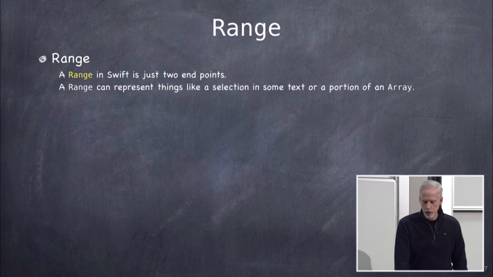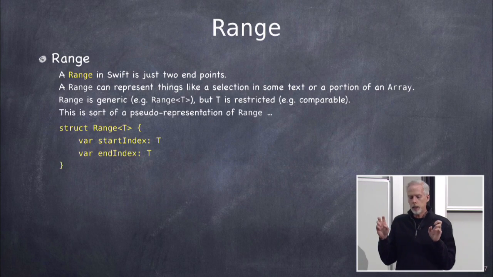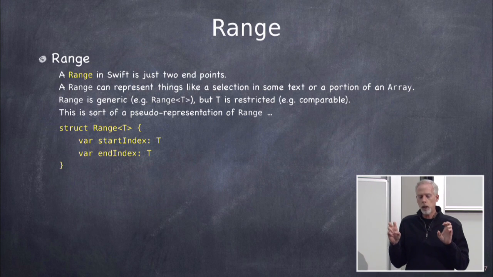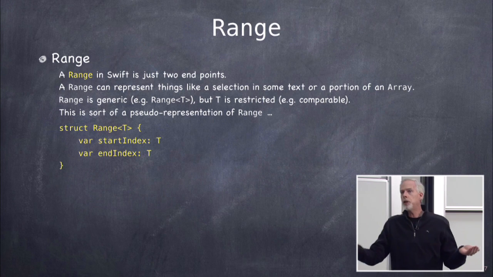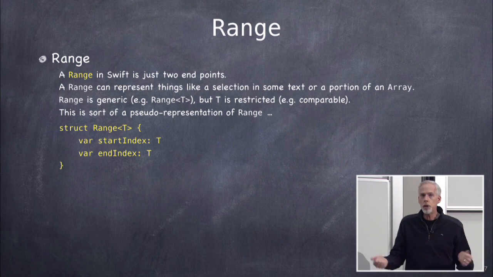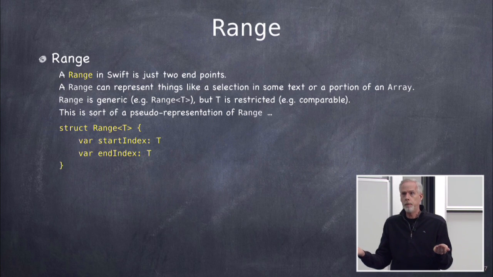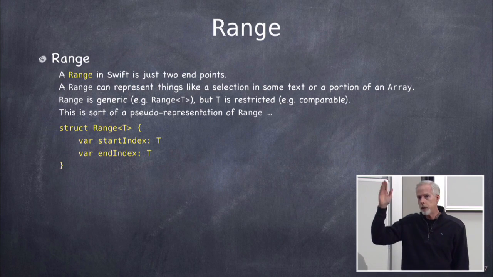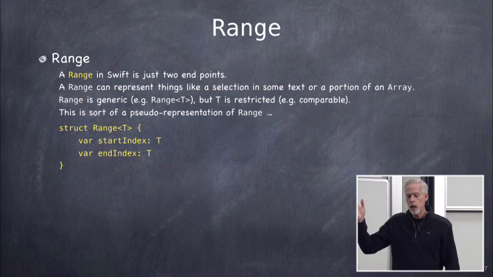So range is this really simple little struct. Kind of looks like this. I say kind of, it's a little more complicated than this, but it basically looks like this. It's a generic type like array, because of course you could have a range of ints. You could have a range of floats. You could have a range of strings even. So that T right there could be float, int, string.